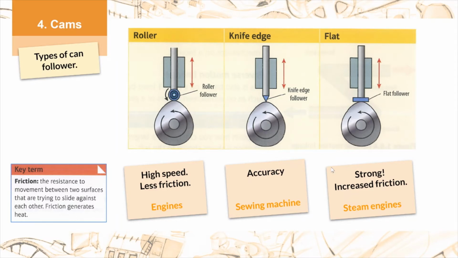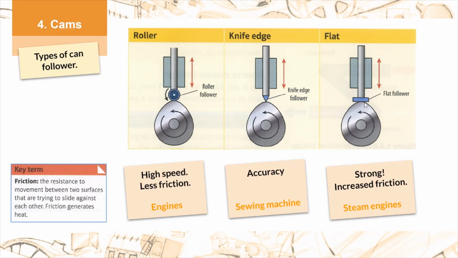So if we're going to use something at high speed and we want no friction, we stick a wheel on the end of it and it moves. A car engine is a great example of where that's used. That's moving thousands of revolutions a minute. Then we've got the knife edge, where it's got a point on it. Why would you want a point on it? Well, putting a point on it means that the movement will be more accurate, because it's only got a small part touching. Something like a sewing machine is where you'd find those, where we need accurate motion for the needle going up and down.